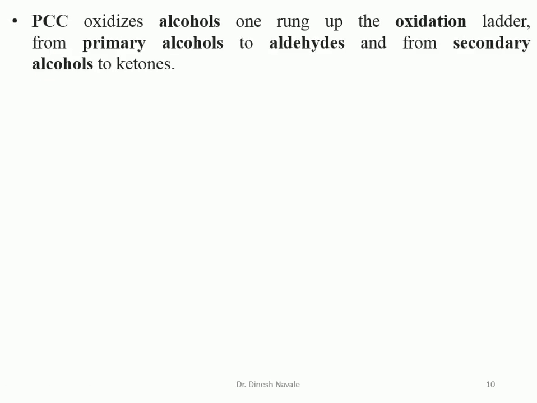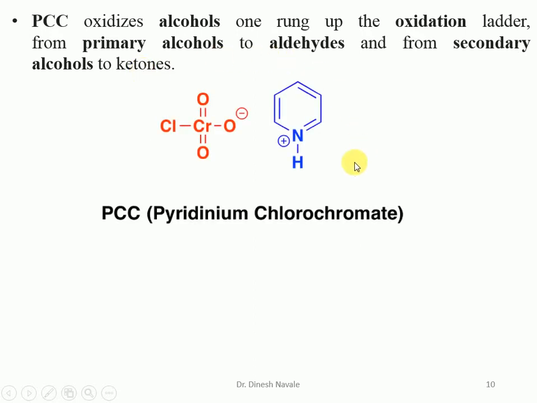Now PCC oxidizes alcohol into the corresponding aldehyde or ketone. If it is a primary alcohol, it will oxidize into the aldehyde, and if it is a secondary alcohol, it will be oxidized into the ketone. This is the structure for PCC, pyridinium chlorochromate. This is the pyridinium molecule and this is the chlorochromate. That's why it is termed PCC, pyridinium chlorochromate.